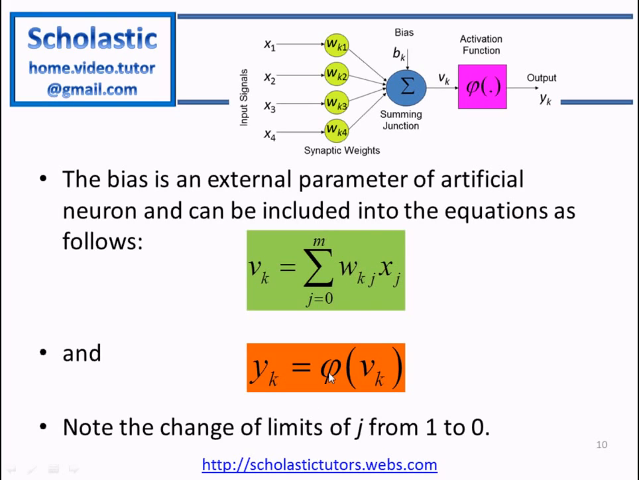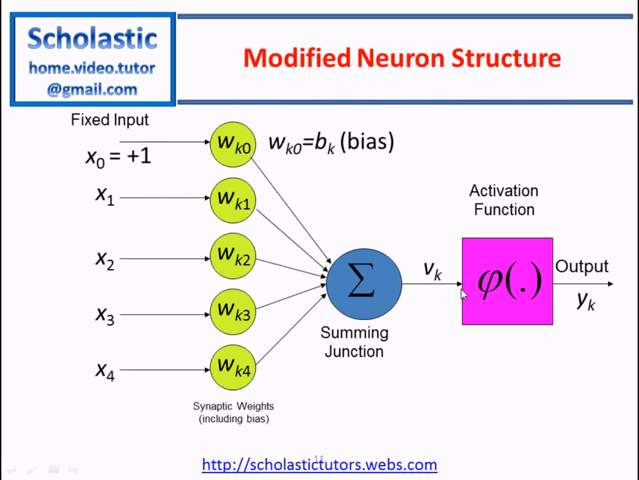So then our phi k is equal to vk, phi k times phi. If you substitute vk in the function phi, you get yk. So the limit changes from 1 to 0. It was 1 earlier, now it is 0 because we included bias in this function.